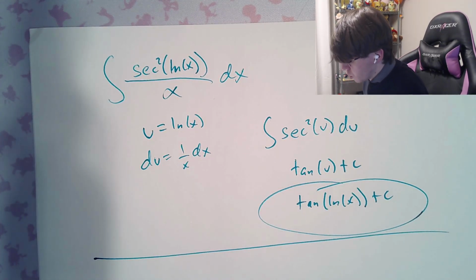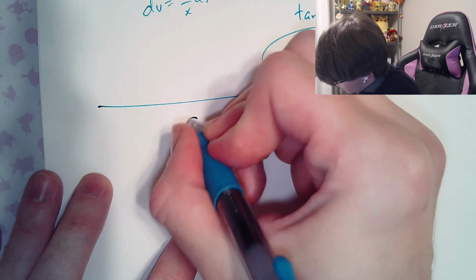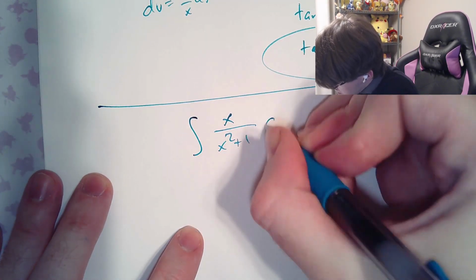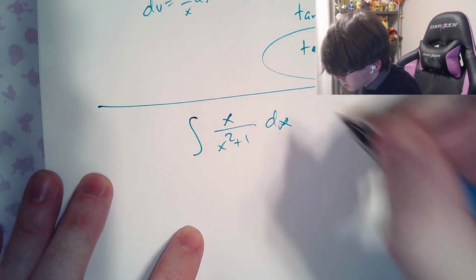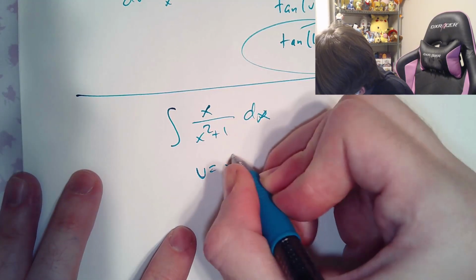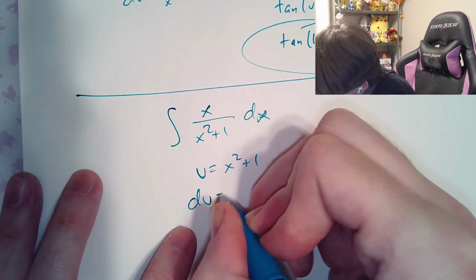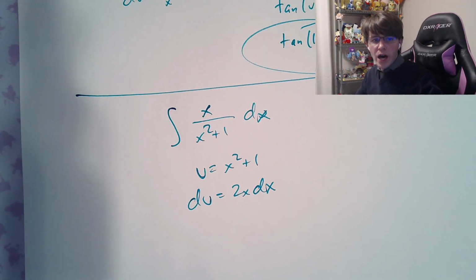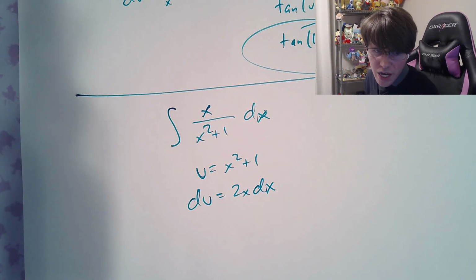Number 22. We have the antiderivative of x over x squared plus 1 dx, sorry. Not a du yet. It will be a du in just a moment, because I'm going to make u equal to x squared plus 1. We're going to make du equal to 2x dx. Now, the problem here is we don't have a 2x dx. We have an x dx.